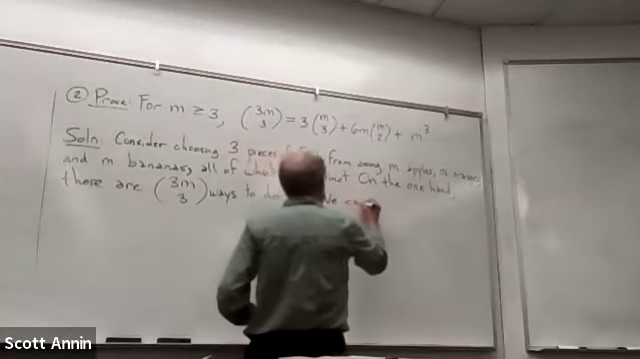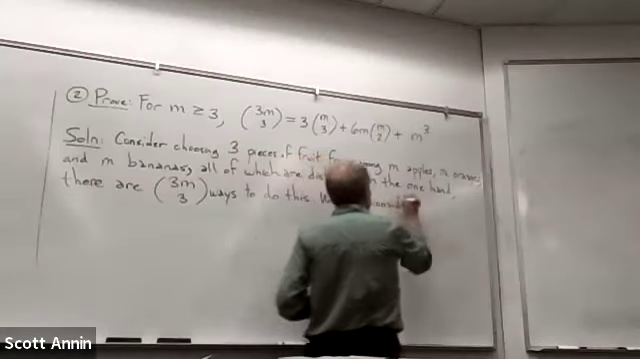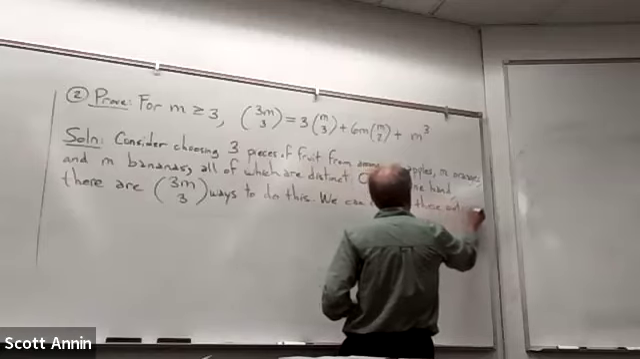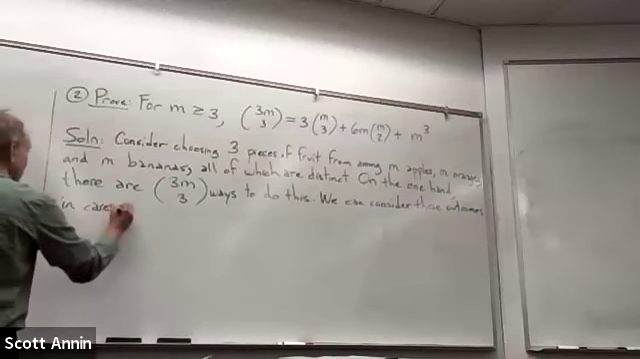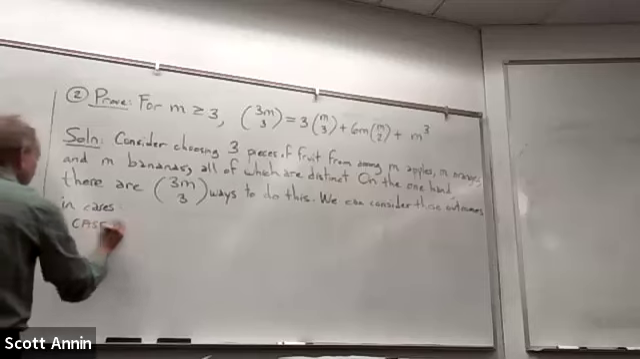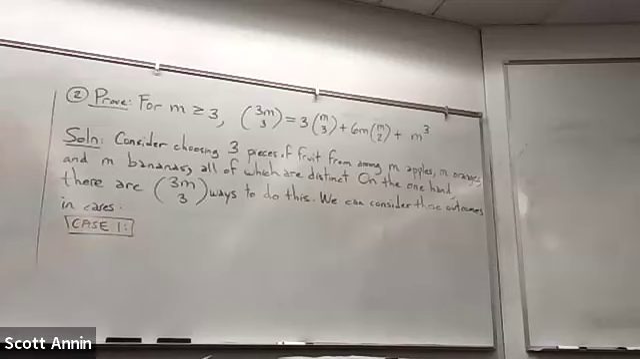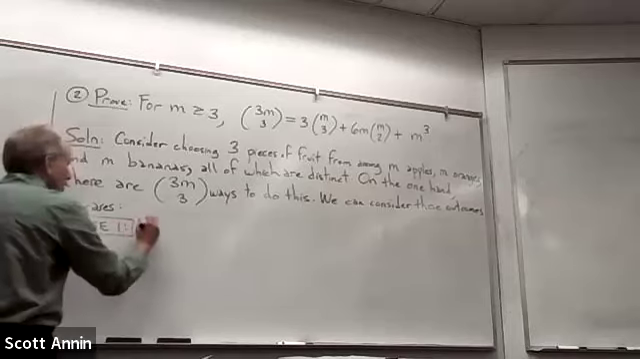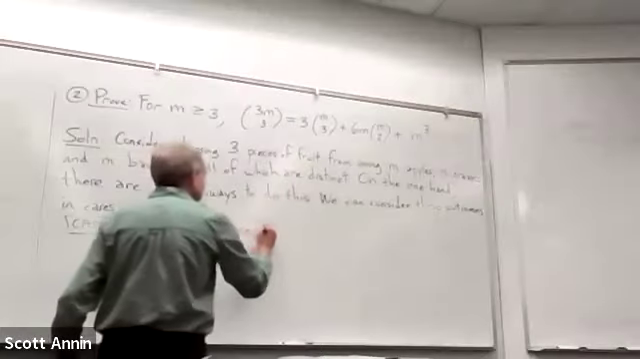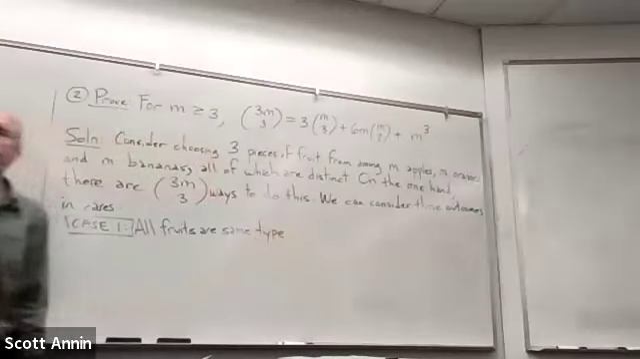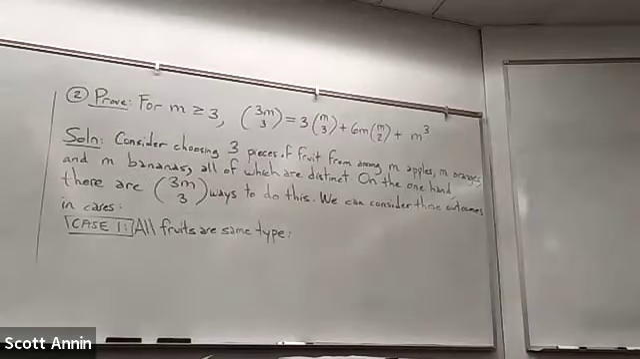We can consider these outcomes in cases. So first thing will be case one. And case one might be all fruits are of the same type. So can somebody tell me how many ways would there be to grab 3 pieces of fruit if I'm going to require that they all have the same type? So they're all apples, or they're all bananas, or they're all oranges. What would be the answer here?